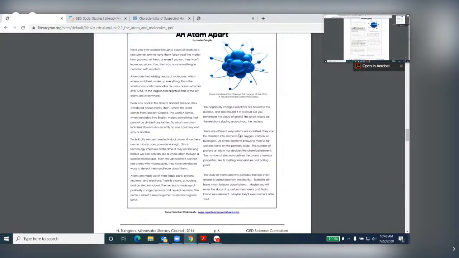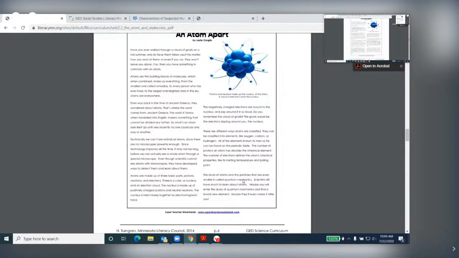There are different ways atoms are classified. They can be classified into elements like oxygen, carbon, or hydrogen. All the elements known to man so far can be found on this periodic table. The number of protons an atom has decides a chemical element. The number of electrons defines the atom's chemical properties, like its melting temperature and boiling properties. We talked about that on Monday, the chemical properties.